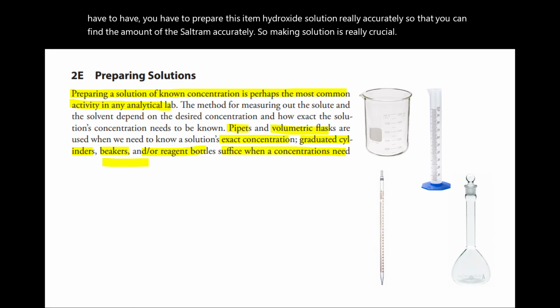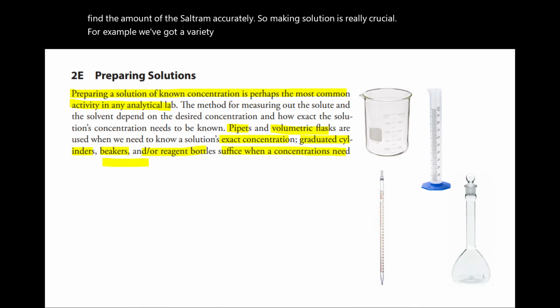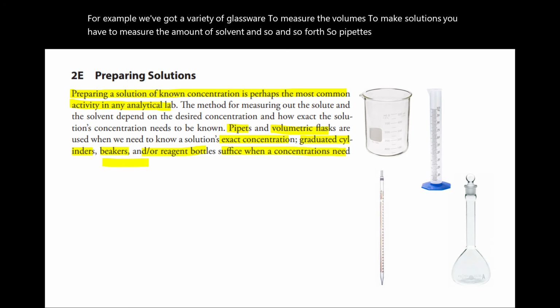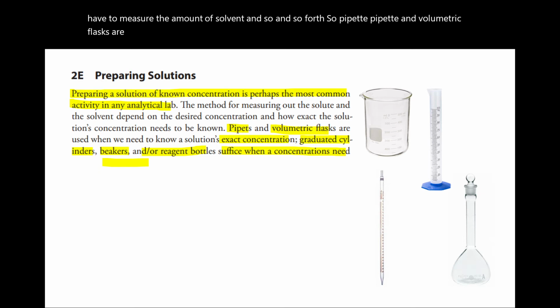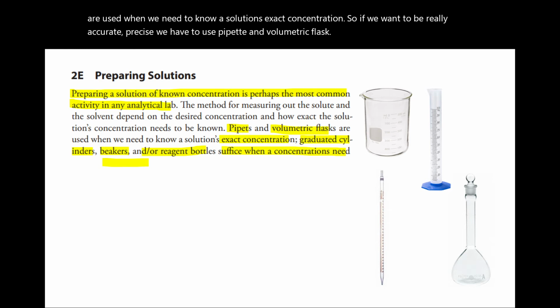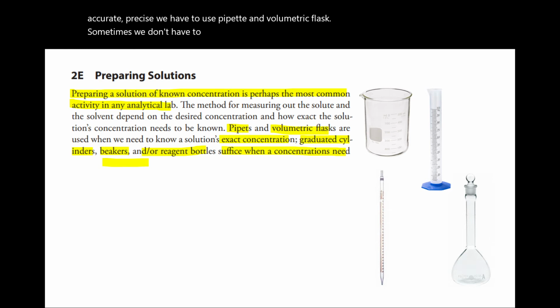For example, we have a variety of glassware to measure the volumes. To make solutions, you have to measure the amount of solvent and so on. So pipettes and volumetric flasks are used when we need to know a solution's exact concentration. If we want to be really accurate and precise, we have to use a pipette and volumetric flask. Sometimes we don't have to be accurate. In that case, we can use a graduated cylinder, beakers, or reagent bottles.